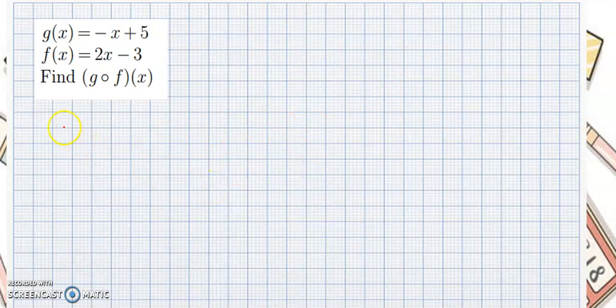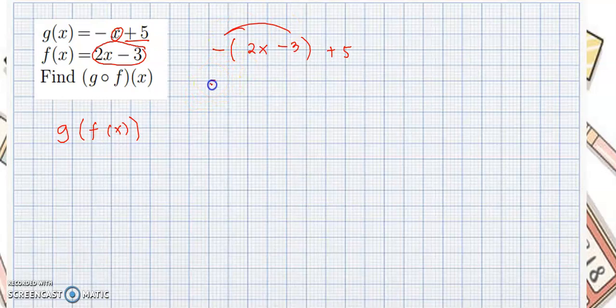Next example, we need to find g of f of x, meaning we will insert this whole function into this x. So this would be negative, copy the negative sign. X would be 2x minus 3, plus 5 because we have plus 5 here. Then we simplify by distributing the negative sign. So this will be equal to negative 2x plus 3 because negative times negative is positive. Then copy plus 5. Simply, this would be negative 2x plus 8.